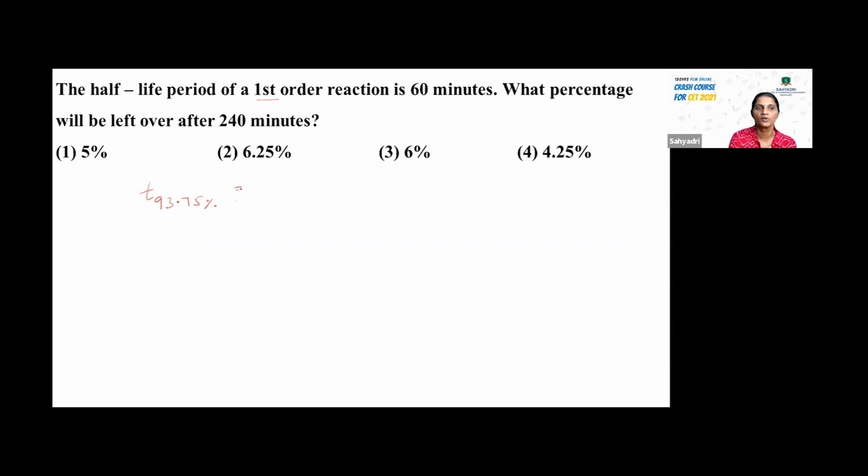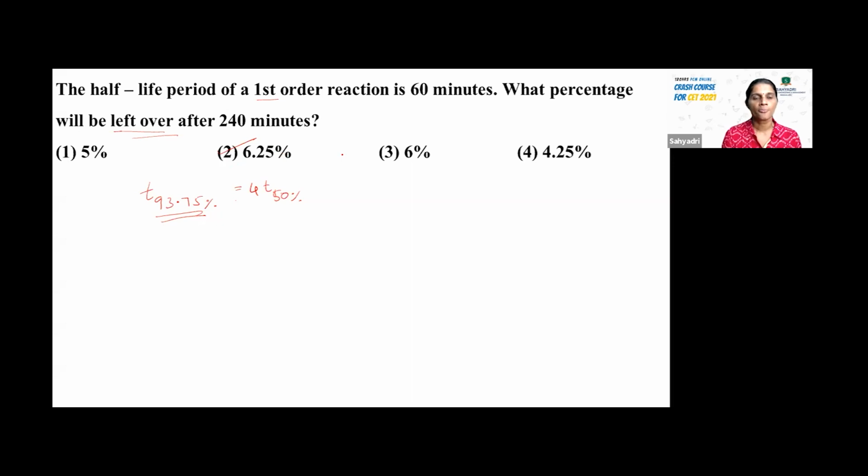T 93.75% is equal to 4 T halves, correct? So 93.75% has reacted. How much is remaining is asked. How much is left over? 100 minus 93.75, which is equal to 6.25. So there may be an option of 93.75 also.